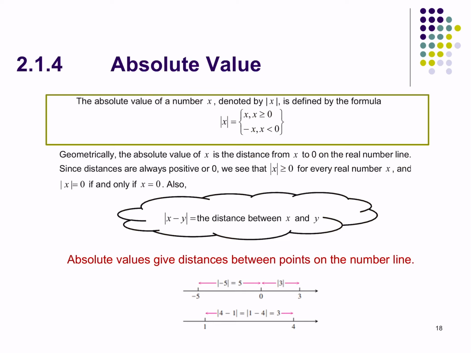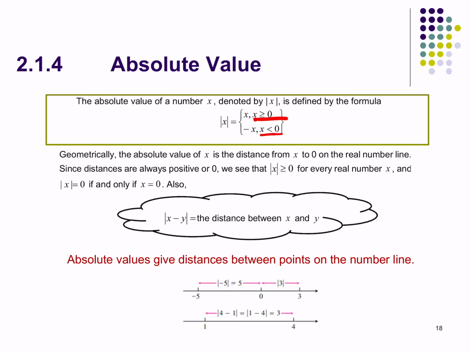The absolute value of a number x, denoted by the absolute sign here, can be defined into different solutions. The first one is for the positive, and the next one is for the negative. So it will be negative if and only if the value of x is less than 0, and positive if and only if x is greater than or equal to 0.